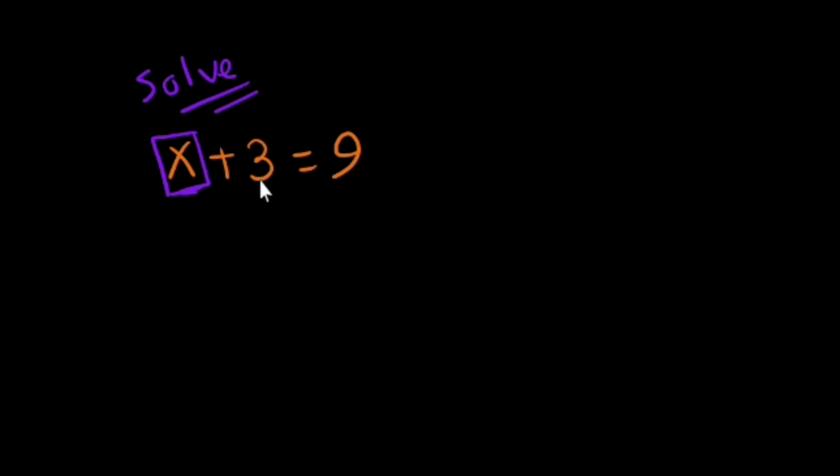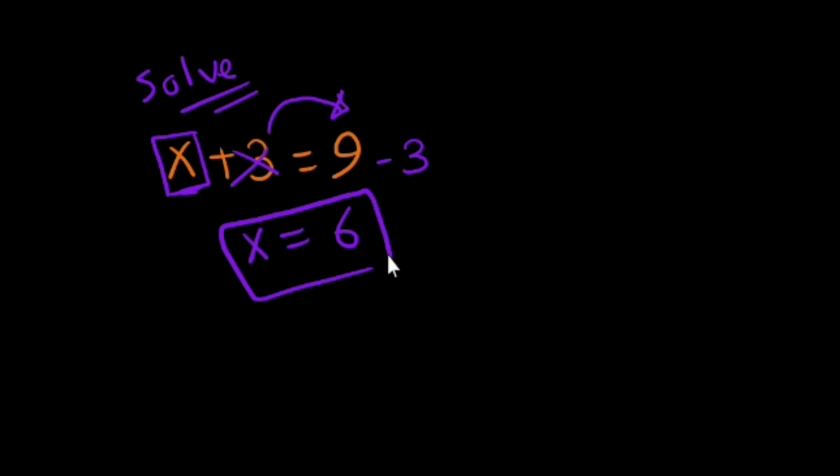So how can I get rid of 3? By the opposite operation, or taking 3 to the opposite side with the inverse sign. So the opposite of positive 3 is negative 3. So I just get rid of positive 3 right now. So I have x equals 9 minus 3 equals 6. So the value of this variable, x here, is equal to 6.